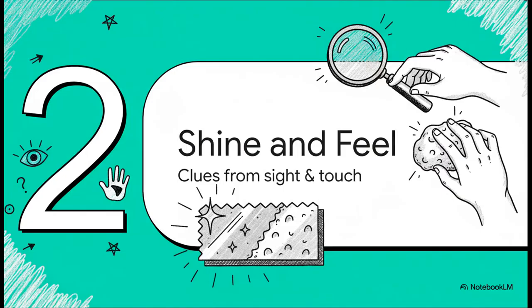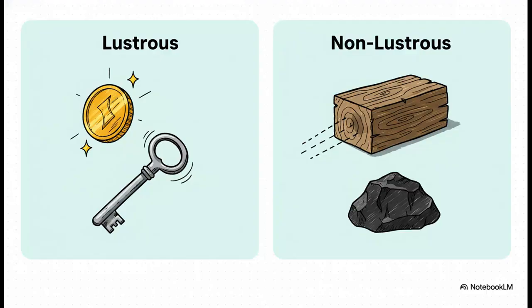Okay, section 2. This is where the real detective work begins. Now that we know everything's made of materials, how do we start telling them apart? Well, our first set of clues comes right from our senses, what we can see and what we can feel. Our first property is called luster. It's just a fancy science word for, well, is it shiny? Some materials have this ability to reflect light, and we call those lustrous. And the ones that are kind of dull and don't shine, you guessed it, they're non-lustrous.